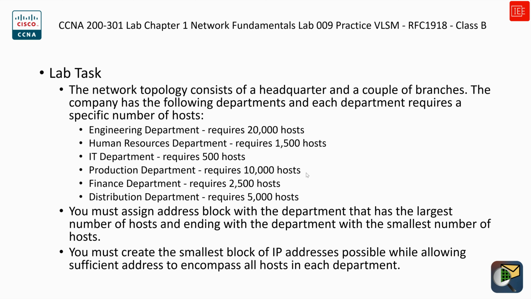So moving to the next requirements, we must assign an address block to each department, starting with the department that has the largest number of hosts and ending with the department with the smallest number of hosts. In other words, we would need to sort these departments based on the department that requires the highest number of hosts, and then the next lowest, and so on. Once we've done that, we then move to the next one. And the next one is we have to create the smallest block of IP addresses possible while allowing sufficient addresses to encompass all hosts in each department.